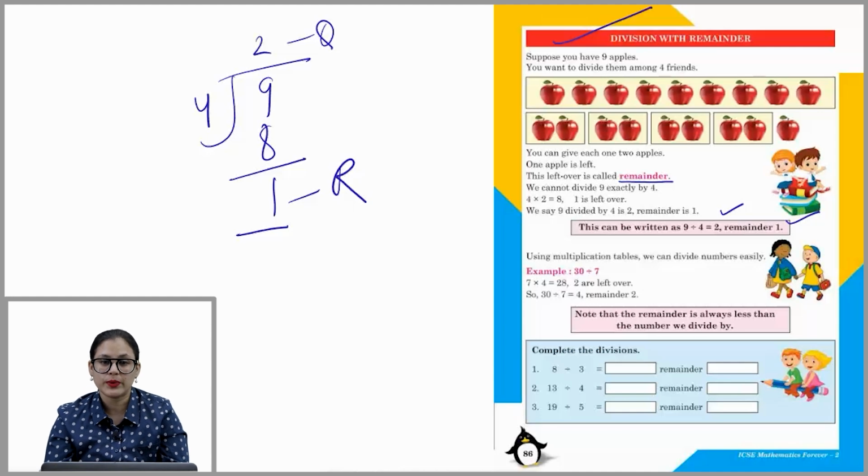Okay. This can be written like this. 9 divided by 4 is 2 and remainder is 1. Using multiplication tables, we can divide numbers easily. Okay. Next is 30 divided by 7.